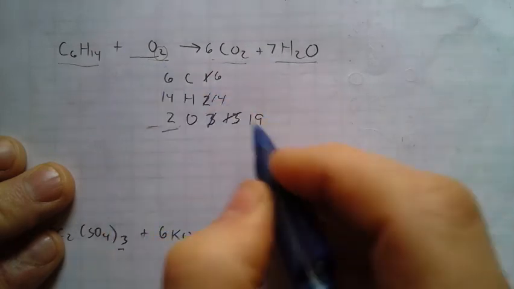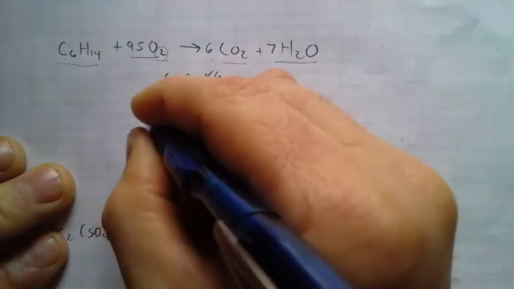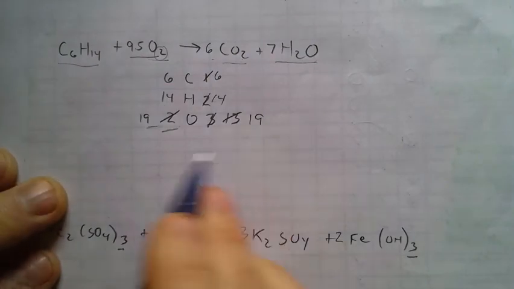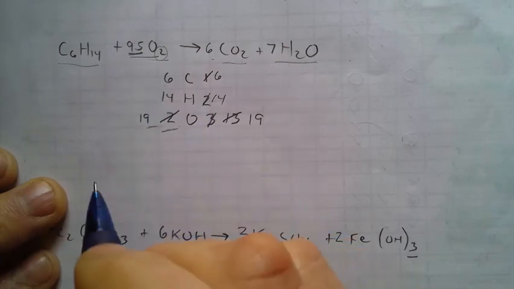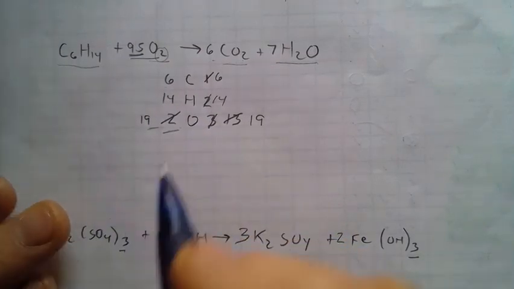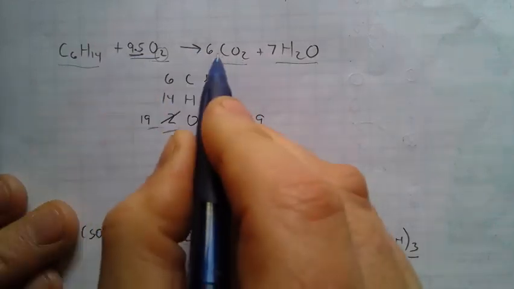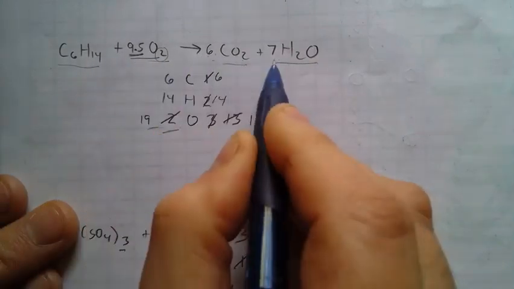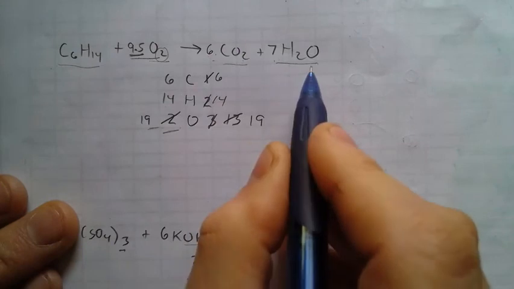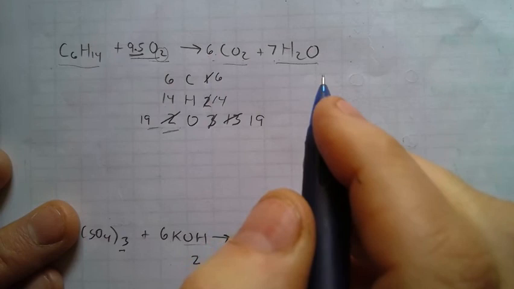So what number times 2 equals 19? Well, 19 divided by 2 is 9.5. So if I put a 9.5, that gives me the 19. Now, it may look balanced down here, but we cannot keep a fraction, a decimal, as a coefficient. So what can we do to get rid of that 0.5 and yet maintain the same ratio of 1 to 9.5 to 6 to 7? What you do is you just basically look at each one and you double each of the coefficients.